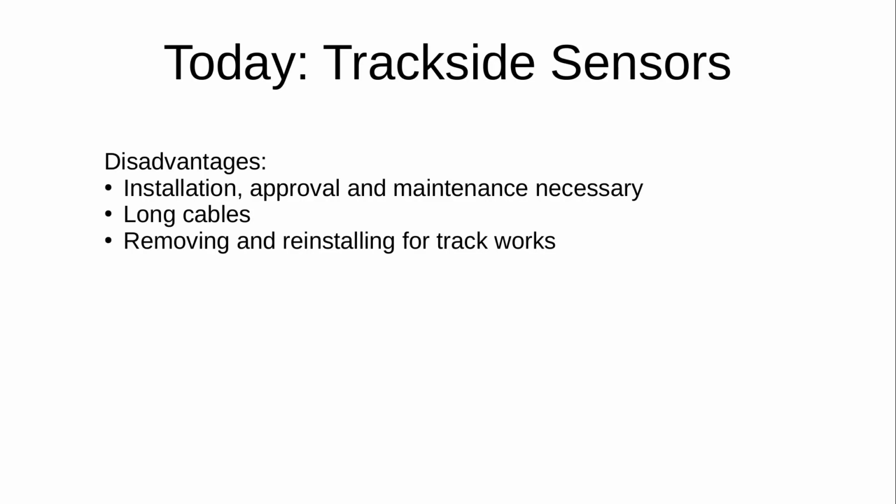It is additional trackside hardware, it must be installed, the correct installation must be proved, and the sensor must be maintained. Cables are necessary for connection to the sensors. The length of the cables can reach several kilometers if the maximum speed is high. And for track works, it can be necessary to remove and reinstall the sensors.